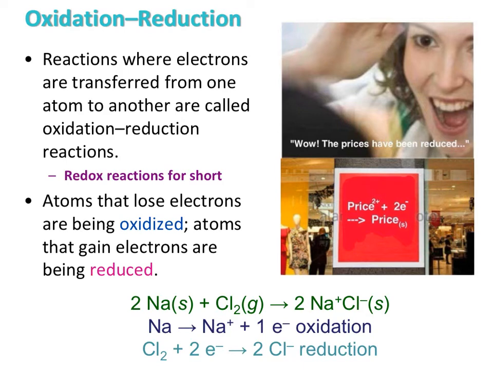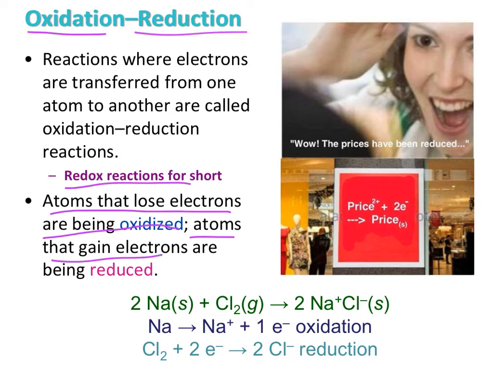So we're learning about redox reactions. Redox is short for oxidation and reduction. And these are reactions where you have electrons being transferred. So those examples I gave, or I underlined, of those different types of reactions, those are redox reactions. We say redox for short. Atoms that lose electrons are being oxidized, while atoms that gain electrons are being reduced.